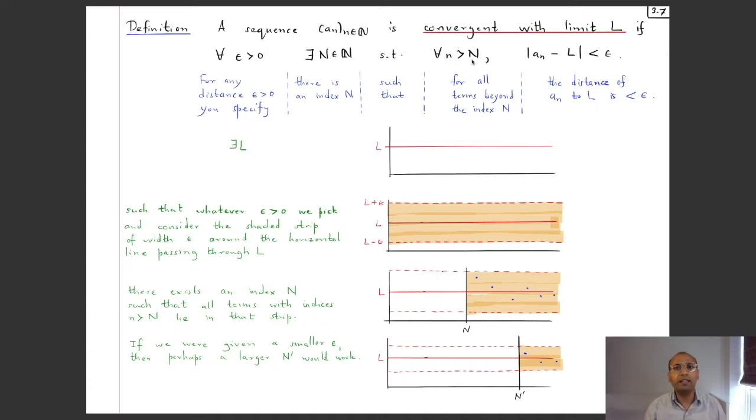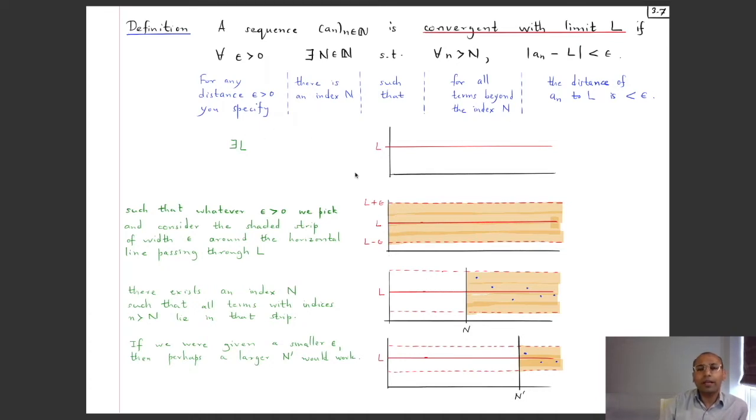So let's read this again now using just the mathematics. A sequence is said to be convergent with limit L if for every epsilon positive there exists a capital N such that for every little n bigger than N, the distance of a_n to L is smaller than epsilon. In intuitive words, this says that for any distance epsilon positive you specify, there exists an index N such that if you go far enough in the sequence, that is beyond this index N, the distance of a_n to L is smaller than epsilon.